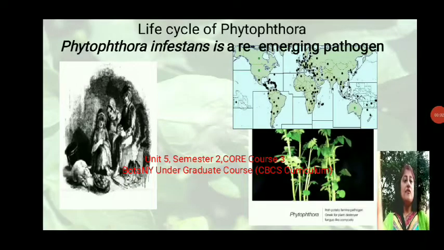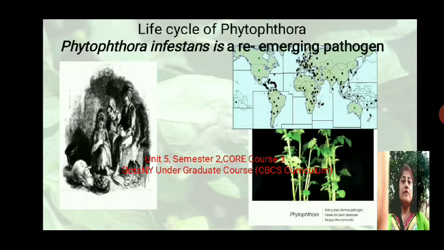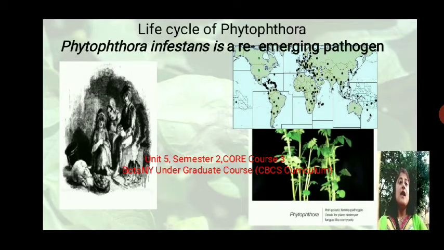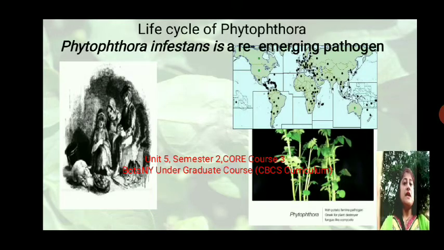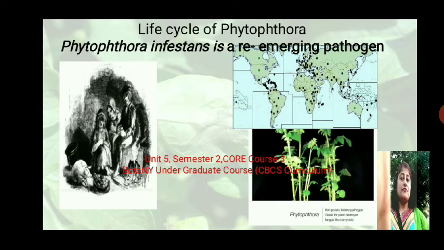So, life cycle of Phytophthora. Phytophthora infestans is said to be a re-emerging pathogen as it resurges and causes recurrent infection to the same field and to the nearby fields as well as to every corner of the world. So, it is known as the re-emerging pathogen.